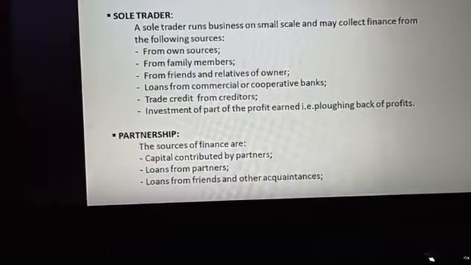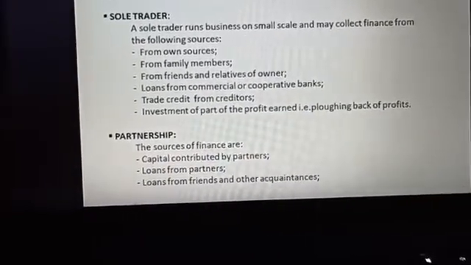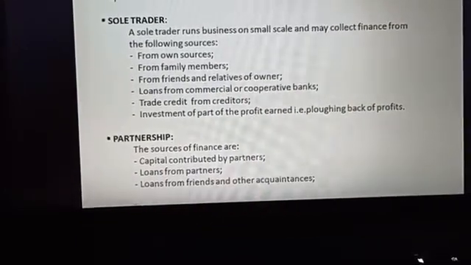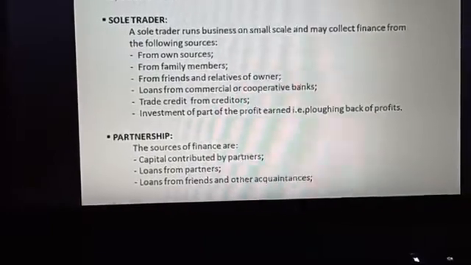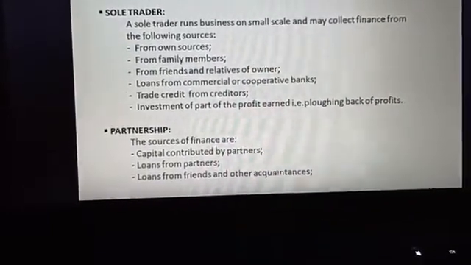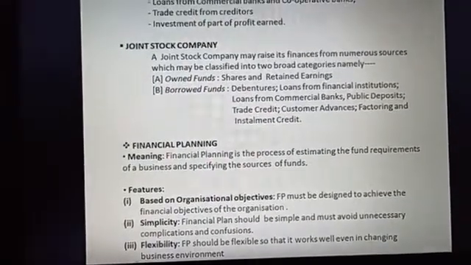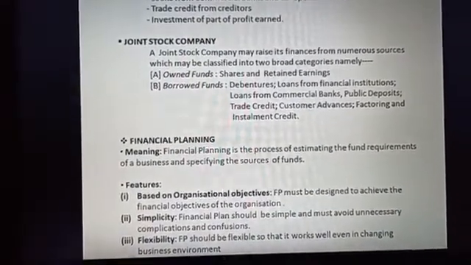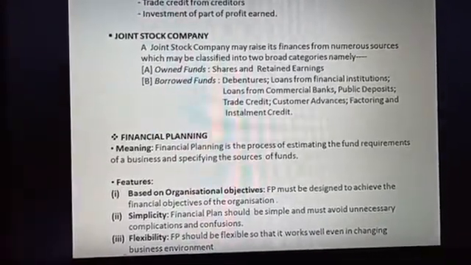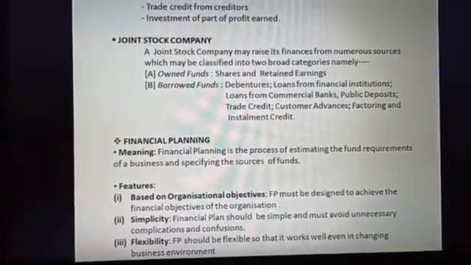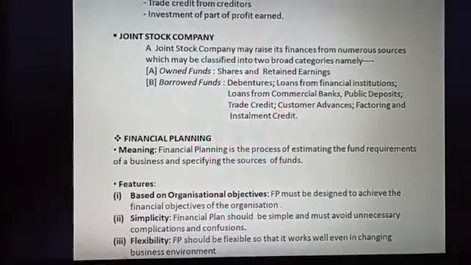In case of a partnership firm, the sources may be almost similar to that of a sole trader, that is capital contributed by partners, loans from partners, loans from friends and other acquaintances, loans from commercial banks and cooperative banks, trade credit from creditors, investment of part of the profit earned, which may also be in form of plowing back of profits.